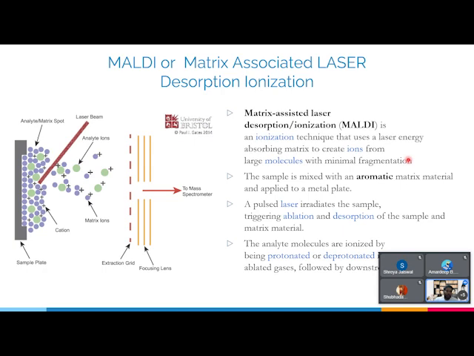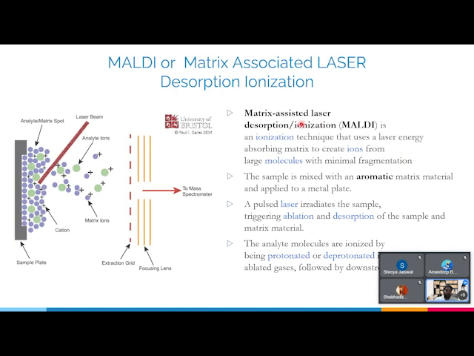The first time it was used with alanine and an aromatic amino acid, and then blasted with laser. Alanine does not want to go into its gaseous phase in an ionic form easily, but mixed with the aromatic amino acid, it was easily able to go into the gaseous phase, and this was the start of MALDI.